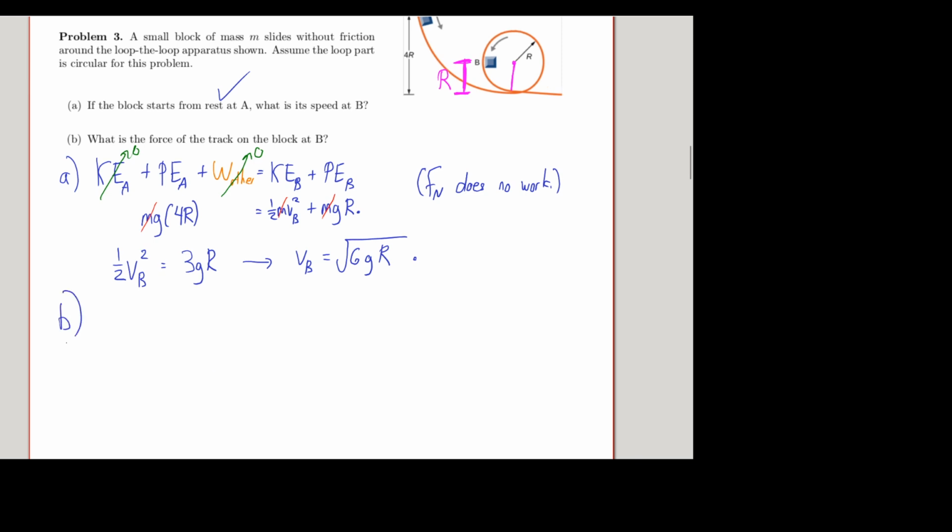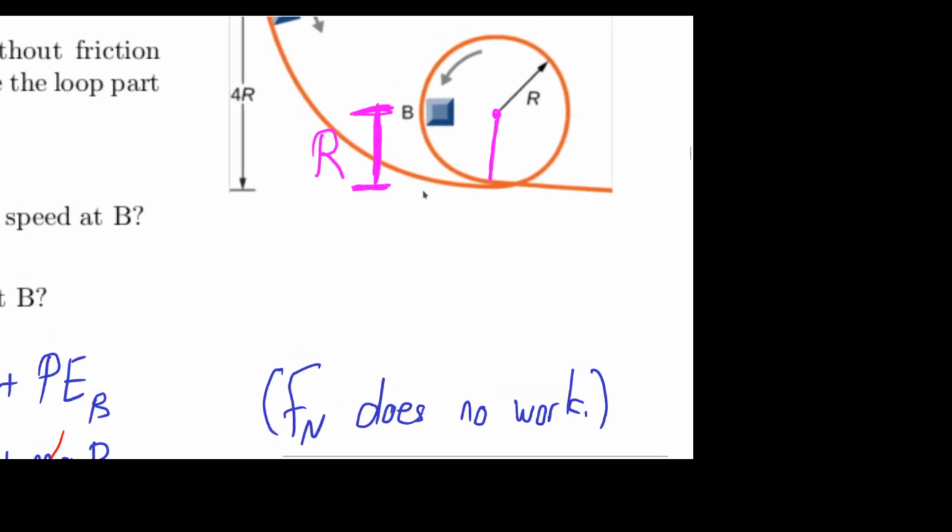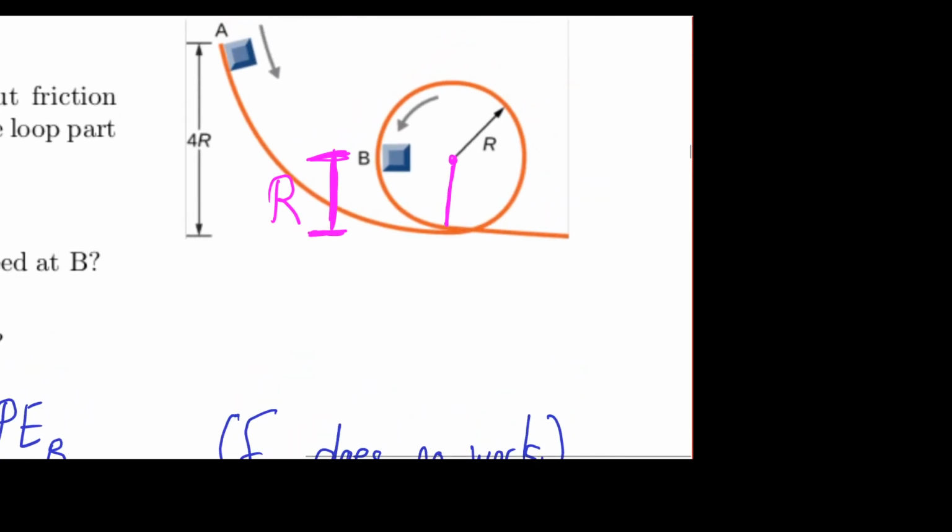Now, we're asking what is the force of the track on the block at B? So that normal force has to push the thing inward to keep it going in a circle. So there is a normal force here. And that's just going to be v squared over r. Remember, we are going in a circle.